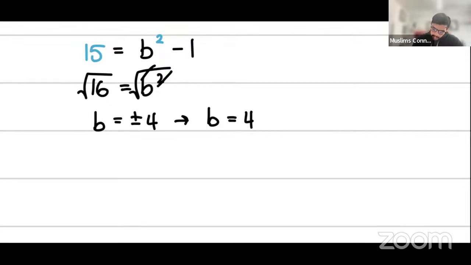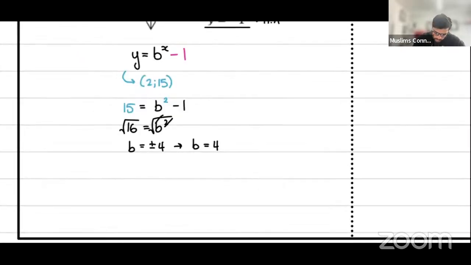So now we have solved for the equation. Why? Because the equation is y is equal to 4 to the power of x minus 1.